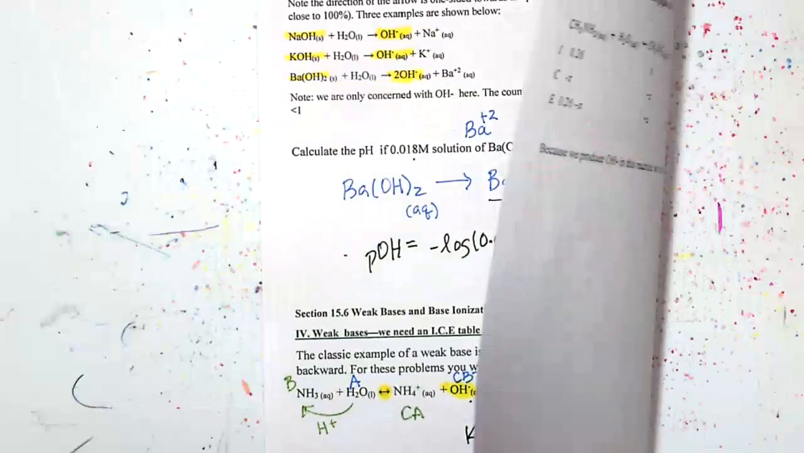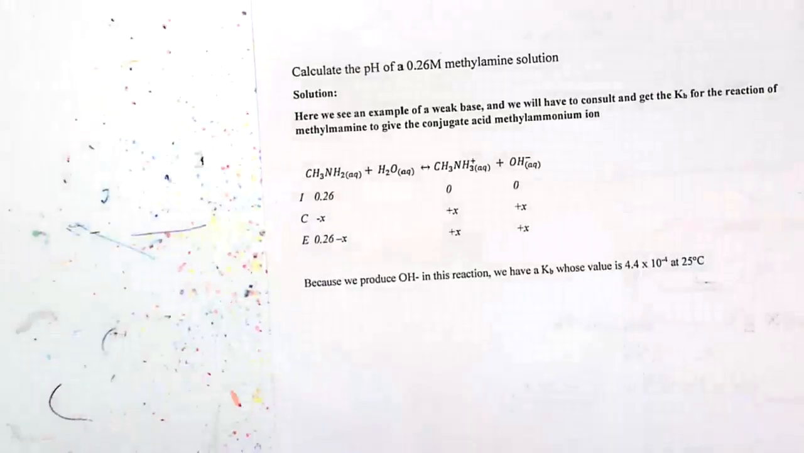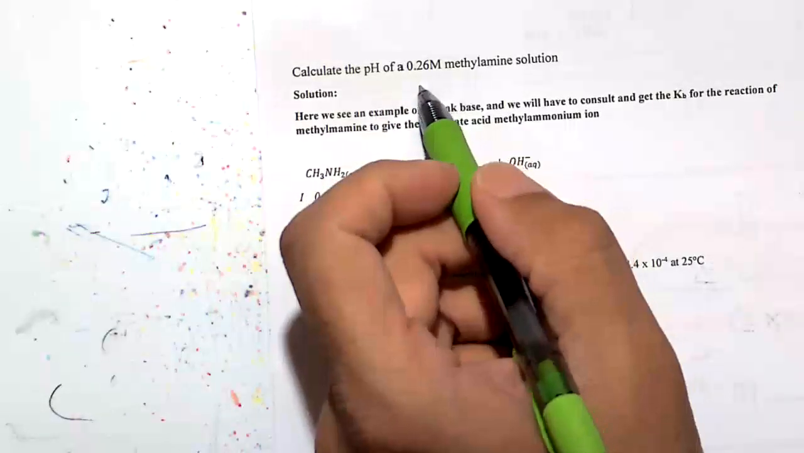All right, let's go back here. Let's do a Kb problem, if I can finish this, and we'll finish this chapter by Monday. Yes, okay, Monday. All right, calculate the pH of a 0.26 molar methylamine solution.